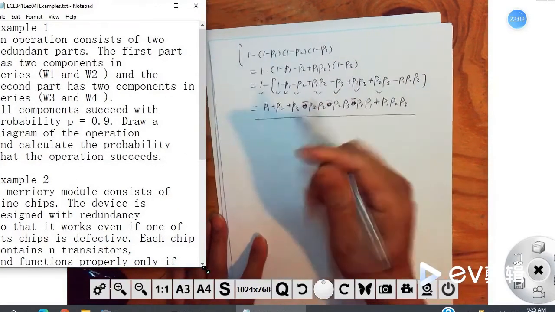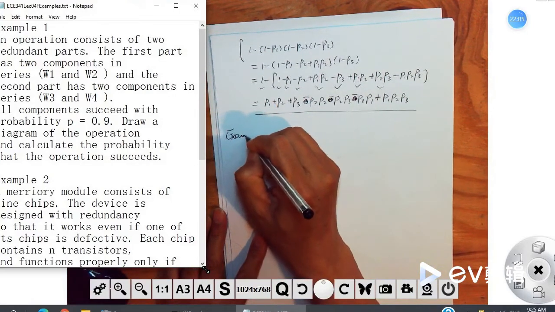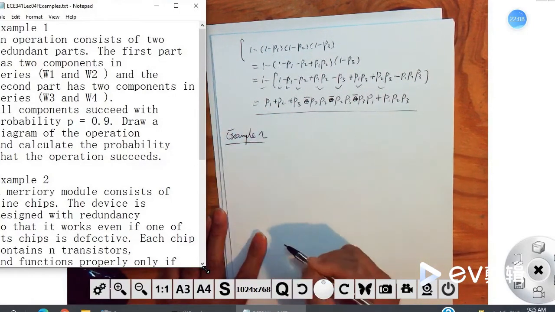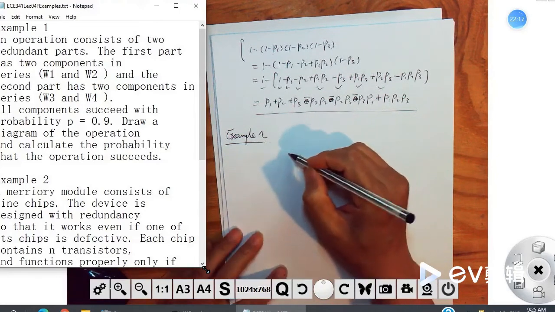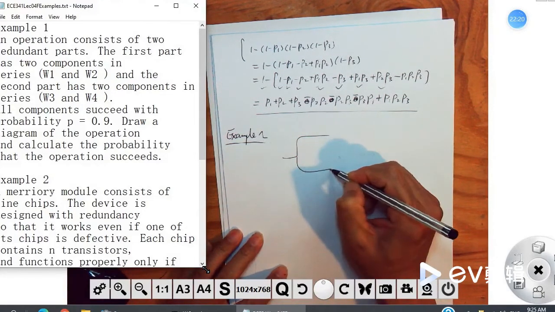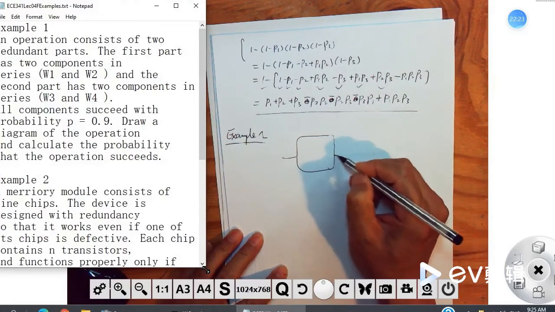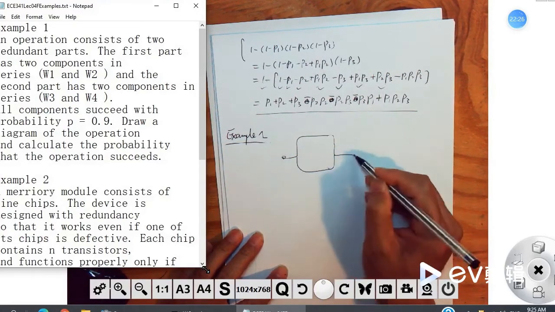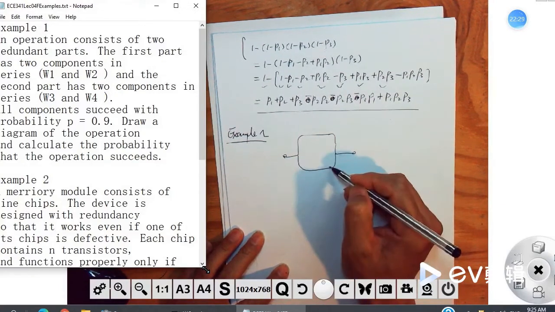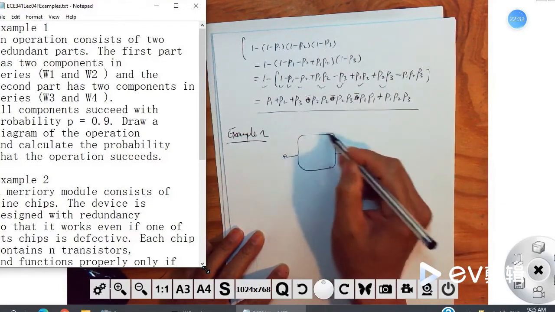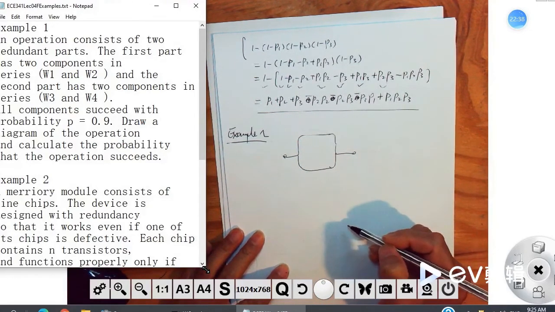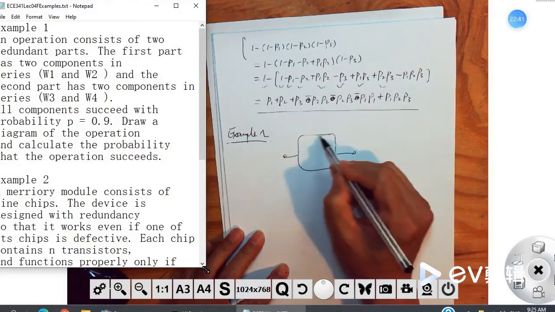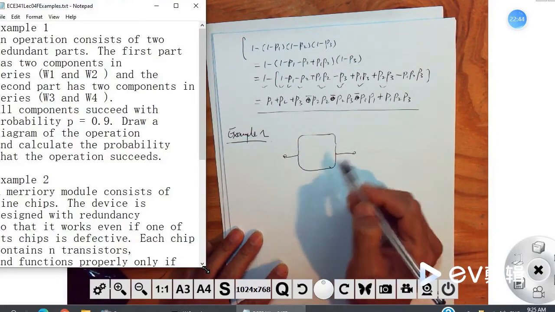Example 1. We have an operation that consists of two redundant parts. One is this, one is this. We only need one to keep the system working. But now I have two paths. Suppose you have a power supply. The power will go along two paths, the upper and the lower. So we call this redundant. We have extra for safety and reliability.